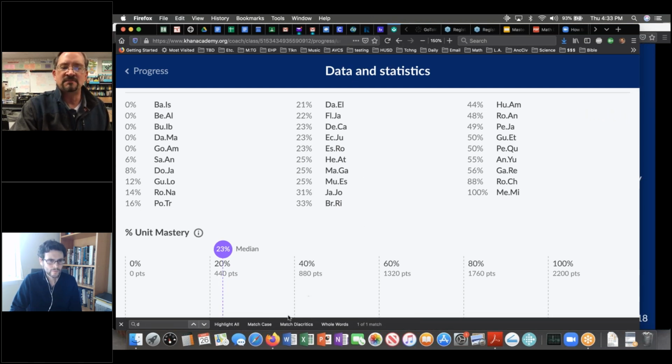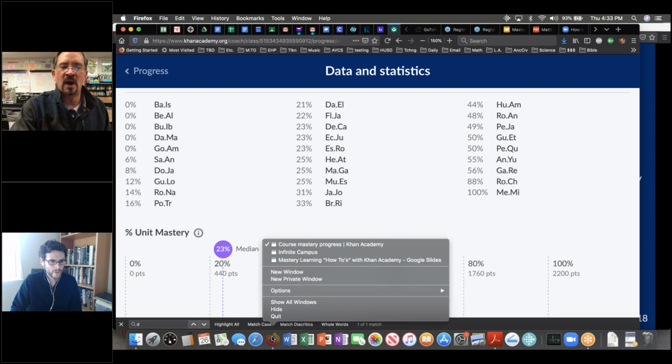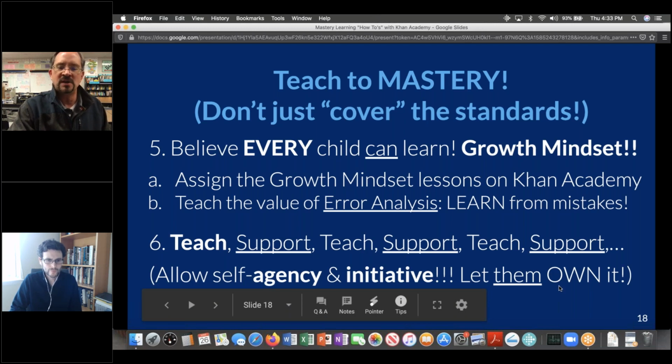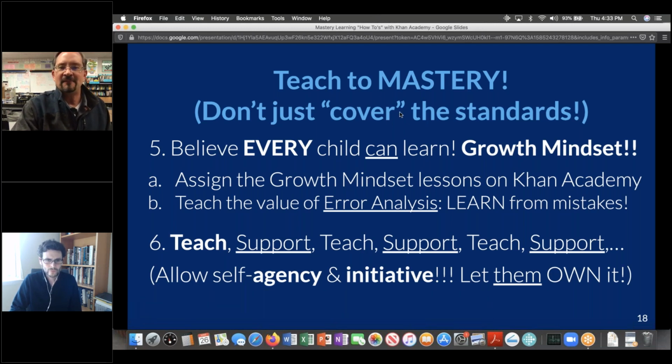Okay, so back to the presentation. I just wanted you to see that while I teach, I can then use this data to know who I need to go help, who is struggling and who needs assistance. So teach, support, but allow them to work on their own. And you saw the result of that: half the class has already learned a whole chunk of that unit that I haven't even taught yet.